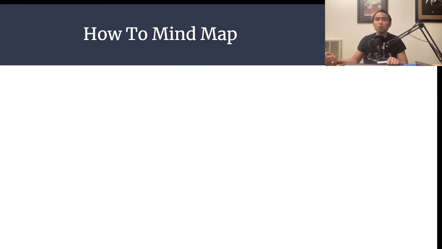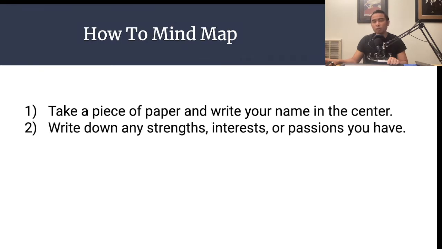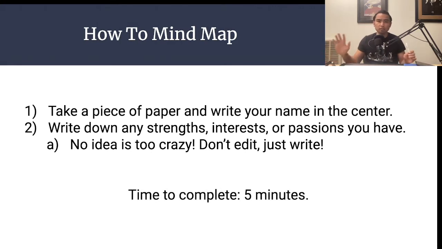Now, how do we mind map? Well, the first thing we're going to do is we are going to take a piece of paper and we will write our name in the center. We are then going to write down any strengths, interests, or passions we have. And what's really important is that no idea is too crazy. We don't want to edit ourselves as we are creating our mind map. We just want to write. And for this exercise, we could take about 5 minutes.